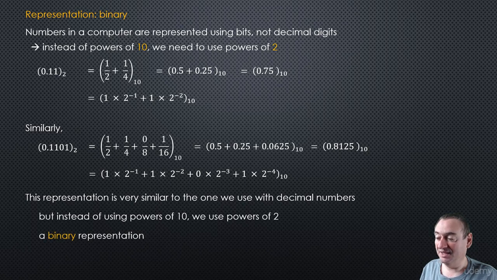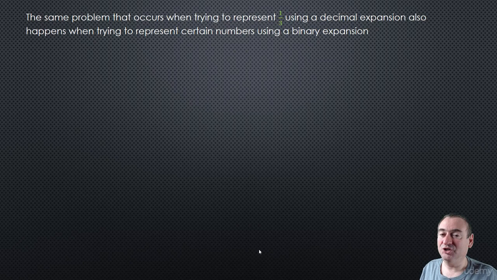So a binary representation is then given by this formula here, which is exactly the same as what we had previously, except that these digits now will always be 0 or 1, and instead of powers of 10, we have powers of 2. But same thing. Now, as you can imagine, we also have problems representing certain numbers in a finite number of terms. Just like we had a problem using 1/3 in our decimal expansion, we also have problems representing certain numbers in a binary expansion. And a very simple example is 0.1 or 1/10.